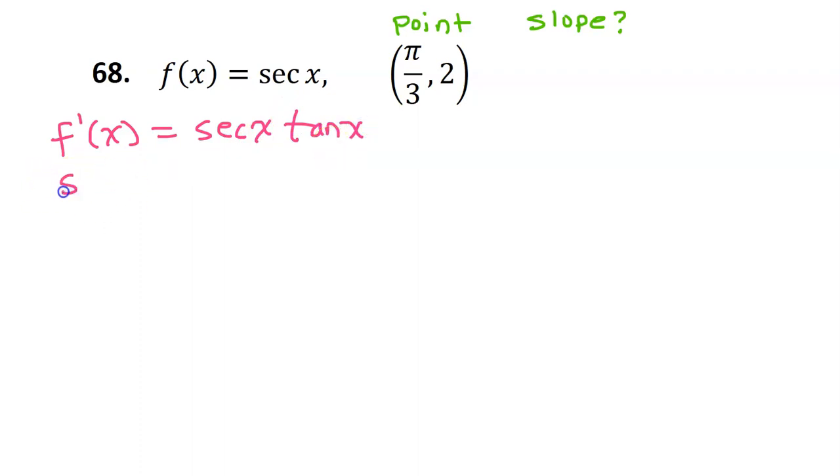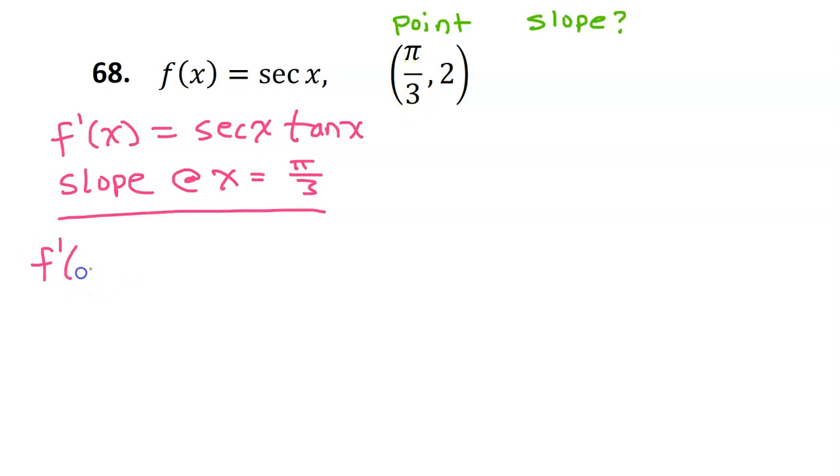So now let's find the slope at x equals pi over 3 because that is the x value of the point of tangency. So we're evaluating the derivative at pi over 3. So this will be secant pi over 3 tangent pi over 3. You should have memorized what the tangent of pi over 3 is, but for secant, I think we will look at it as the reciprocal of cosine.